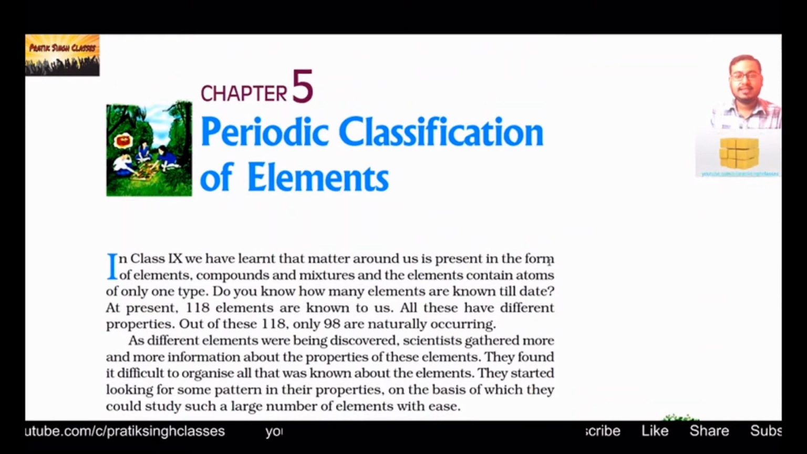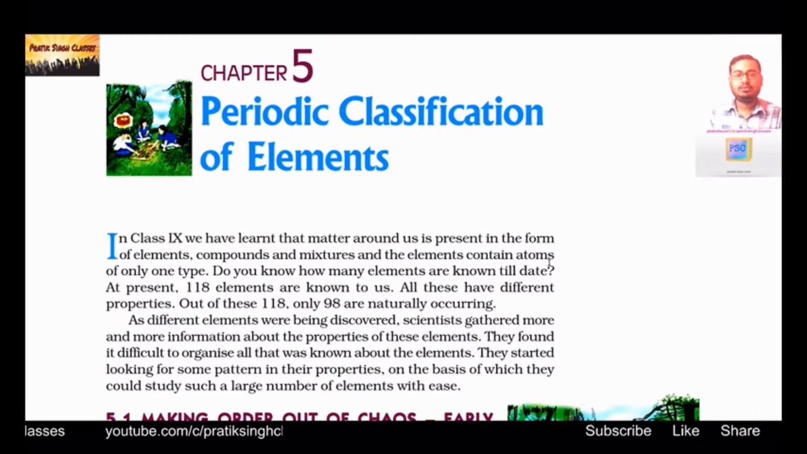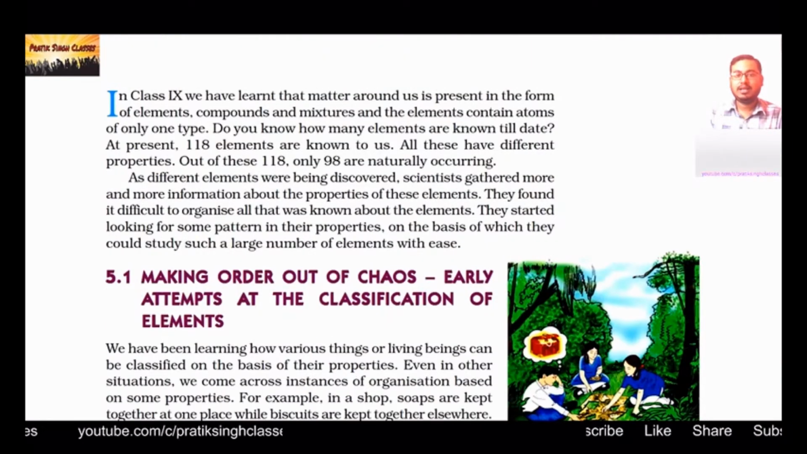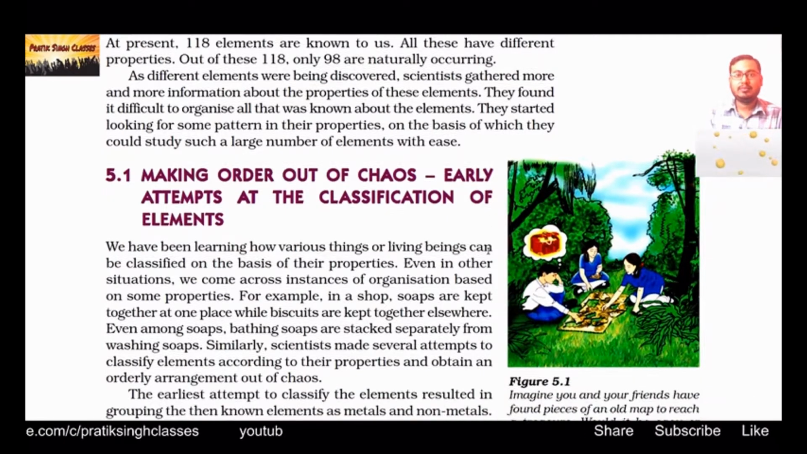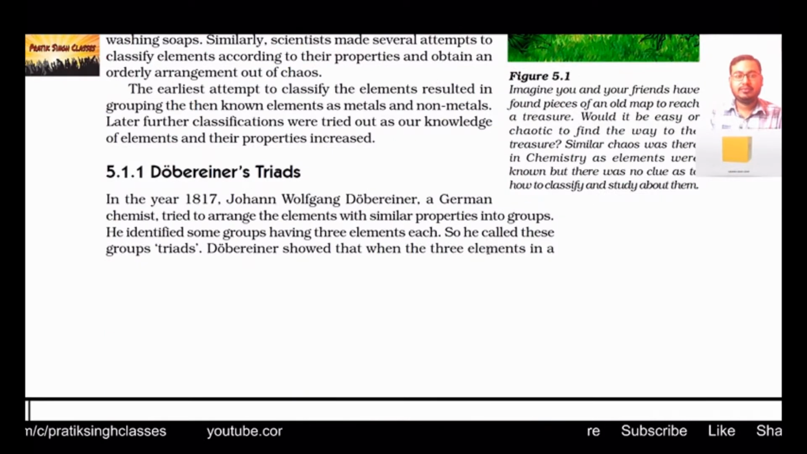Okay, this is the third video for chapter 5, Periodic Classification of Elements, and the 23rd video in a row for CBSE Standard 10th Science. In the previous two videos for this chapter we have already seen a lot of things. First we have seen how the early attempts were made to classify the elements known at that time. Then we have seen Döbereiner's triads, meaning three.